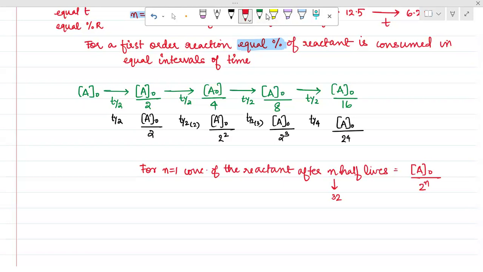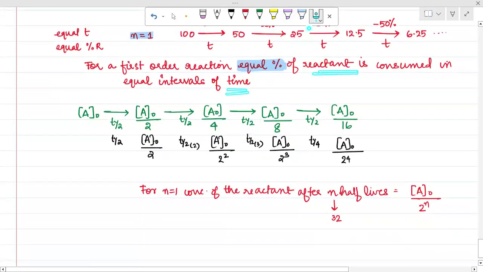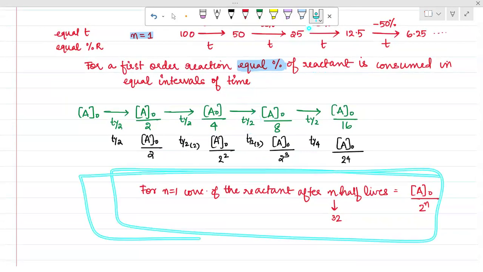Understand that this is not only applicable to t half, any time interval, okay? Let it be t quarter, whatever it is, t 10%, t 30%, whatever it is, equal percentages of the reactant will be consumed in equal intervals of time. If you have a half-life relation like this, then you can use this equation. That's it.